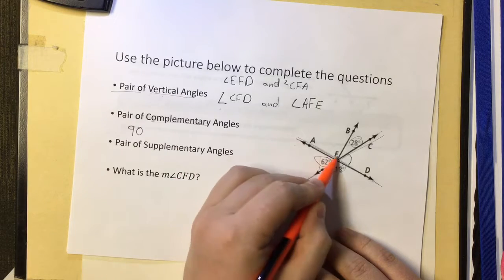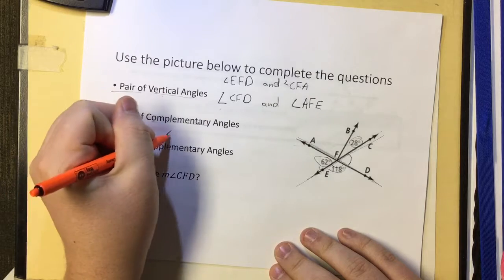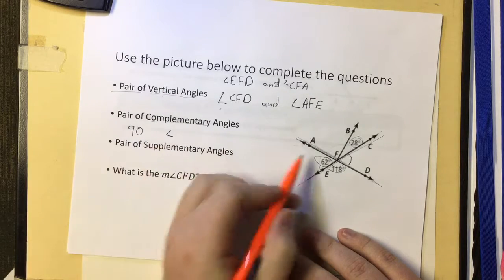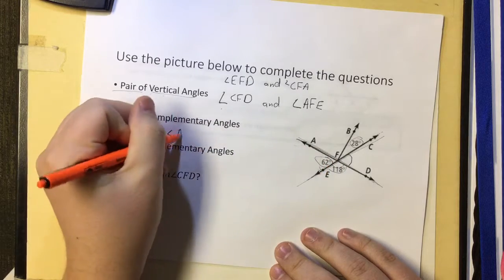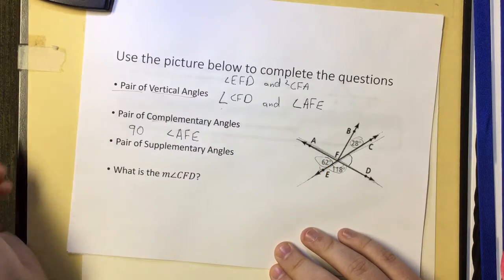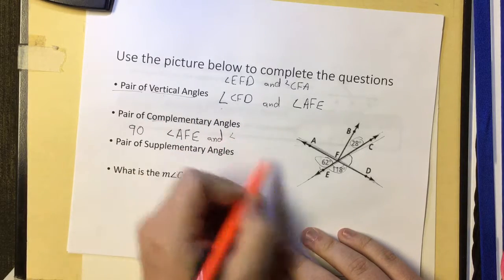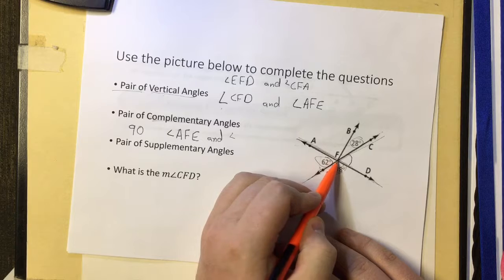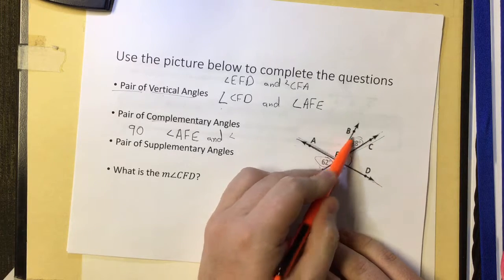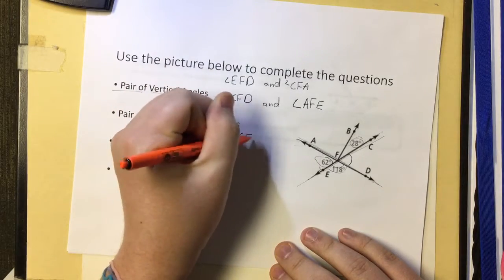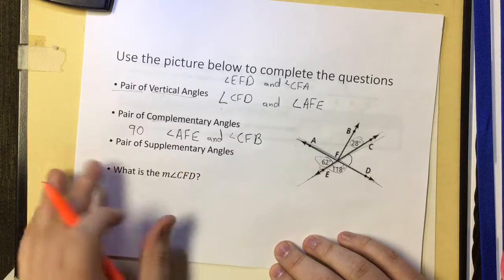So now I need to name this 62 degree angle. Remember, F is its vertex, so that has to be the center letter. I start here on A to F to E, so angle AFE, and that is going to be complementary with angle, the 28 degree angle here. Again, F has to be the middle letter, but I start on C, go to F, go to B, so angle CFB is a pair of complementary because they add up to 90.